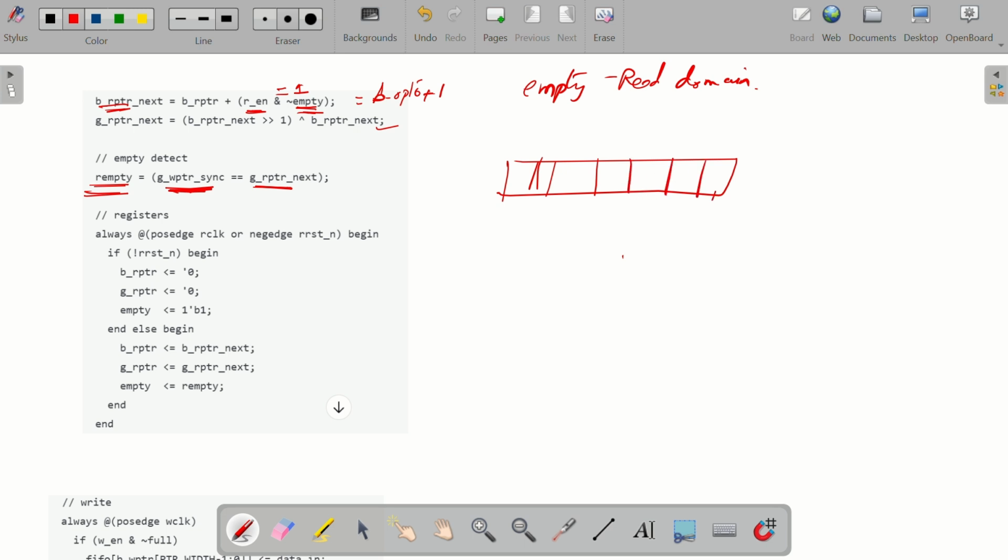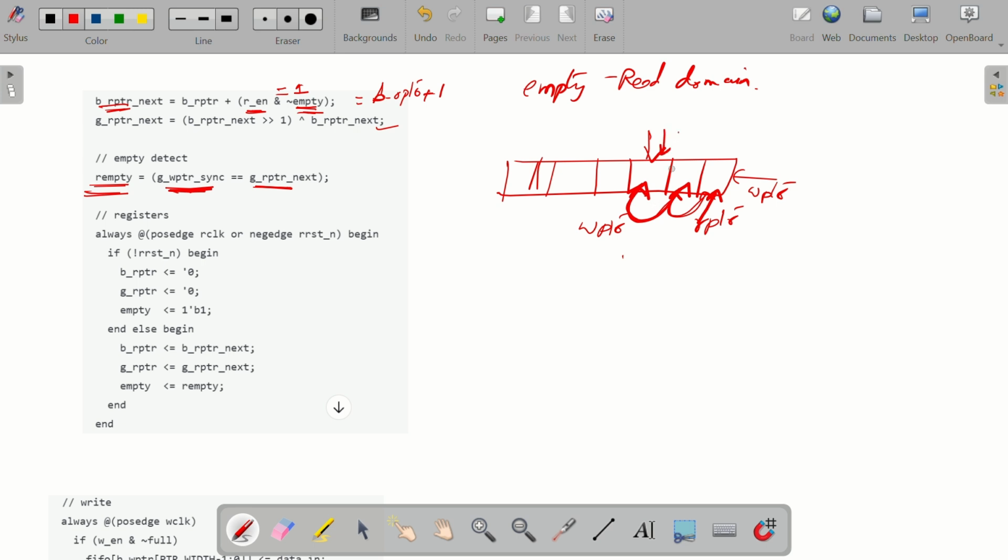Let's say your read pointer is here, your write pointer is here, but you get a write request, so you increment to this position. Then you get another write request, you increment to this position. So your write pointer is currently at this location, but your read pointer is still at this location. Now you get a read request, so you move your read pointer to this location. Now again you get a read request, you increment your read pointer to this location.